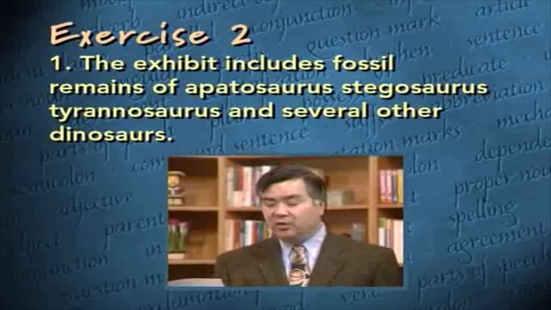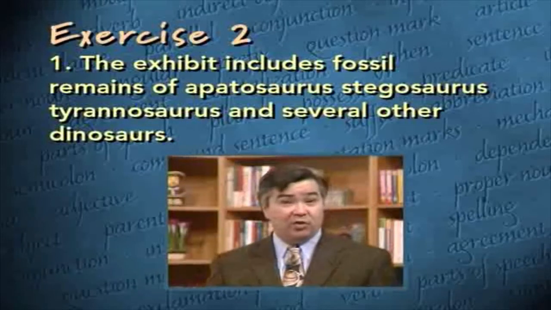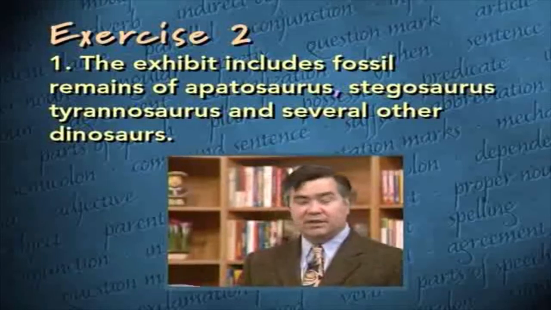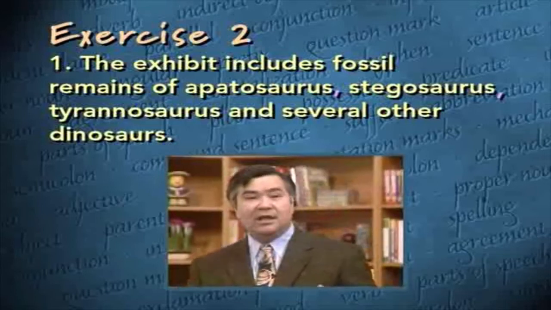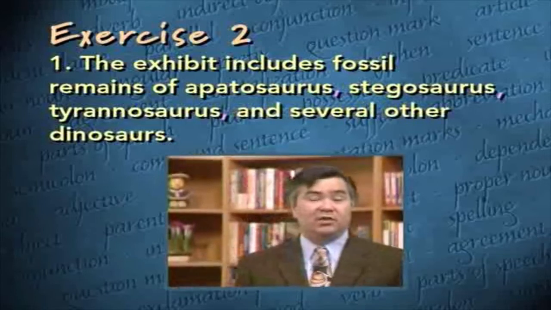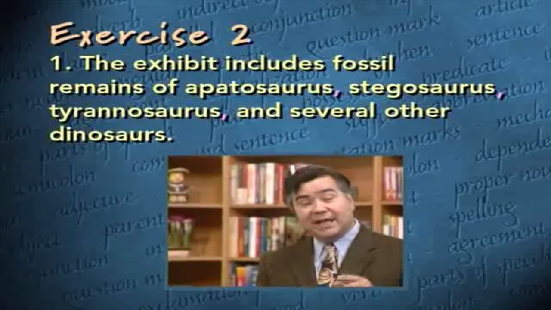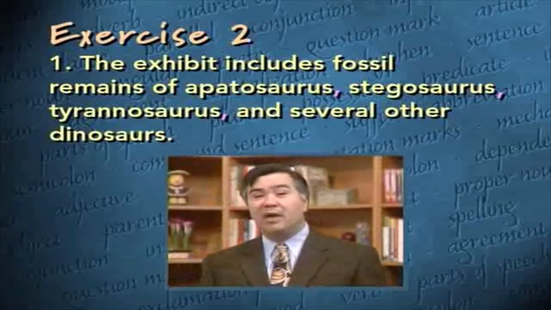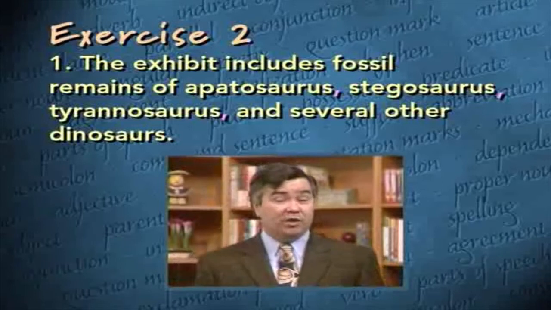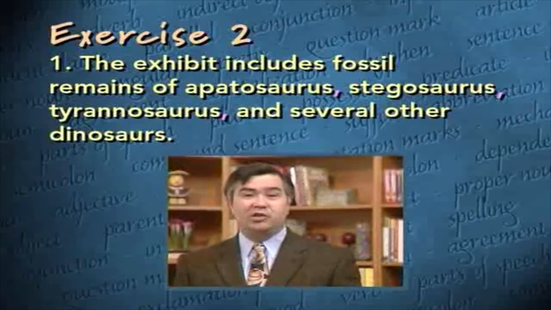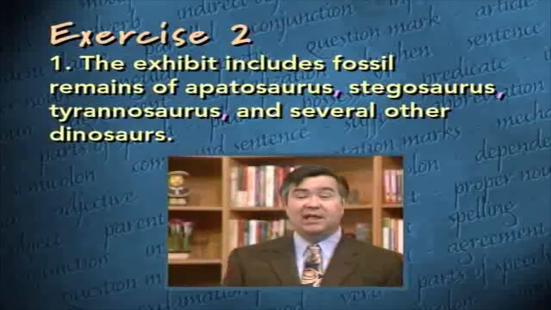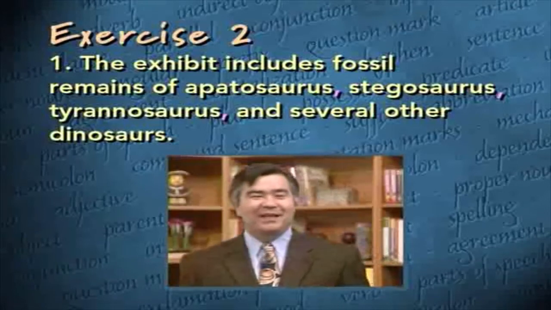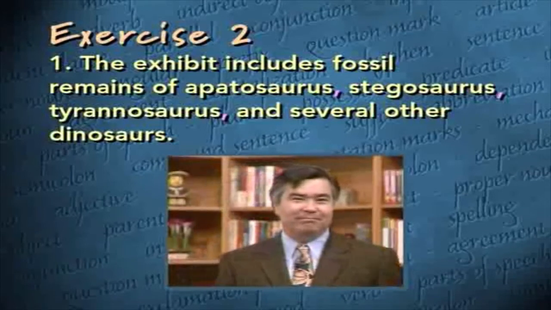The exhibit includes fossil remains of Apatosaurus, comma, Stegosaurus, comma, Tyrannosaurus, comma, and several other dinosaurs. Now, of course, that last comma is the serial comma, the one that appears after the name Tyrannosaurus. So it's really optional. You could include it or not as you prefer. I recommend using it, but it's up to you, and you wouldn't be incorrect if you left it out.